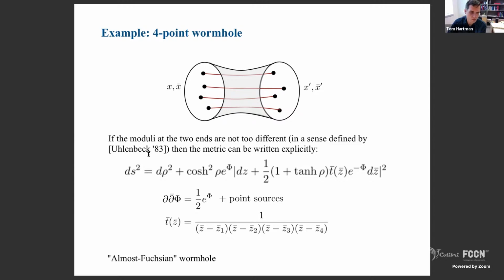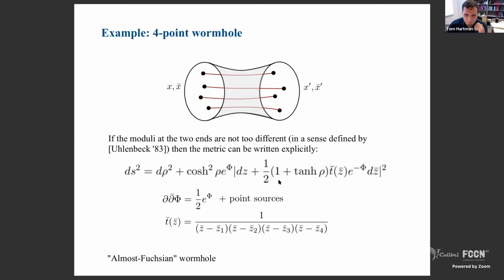term introduced by Uhlenbeck. So if these are not too different, then the metric on this wormhole can be written down very, very explicitly. Well, almost explicitly. Here it is. So rho is the radial direction. Minus infinity is on the left, plus infinity is on the right.